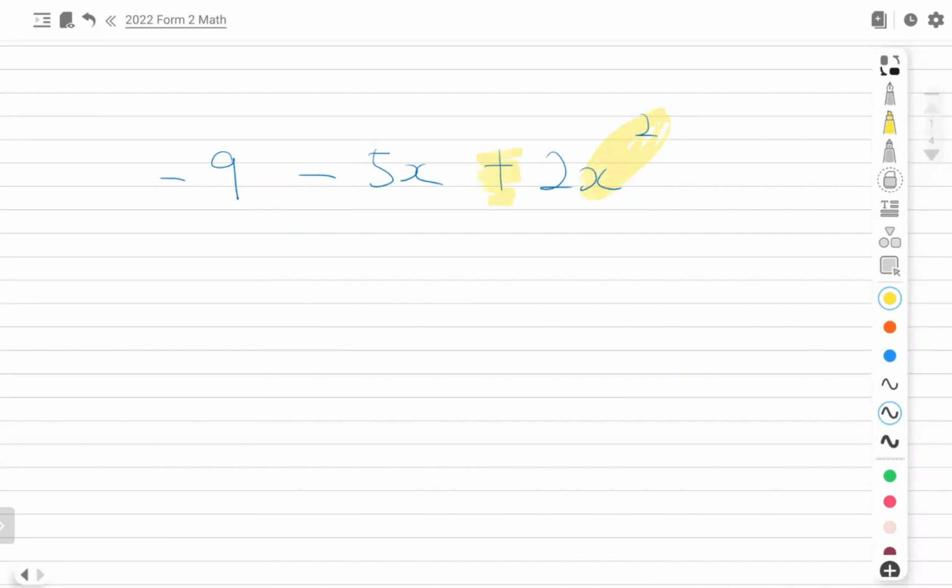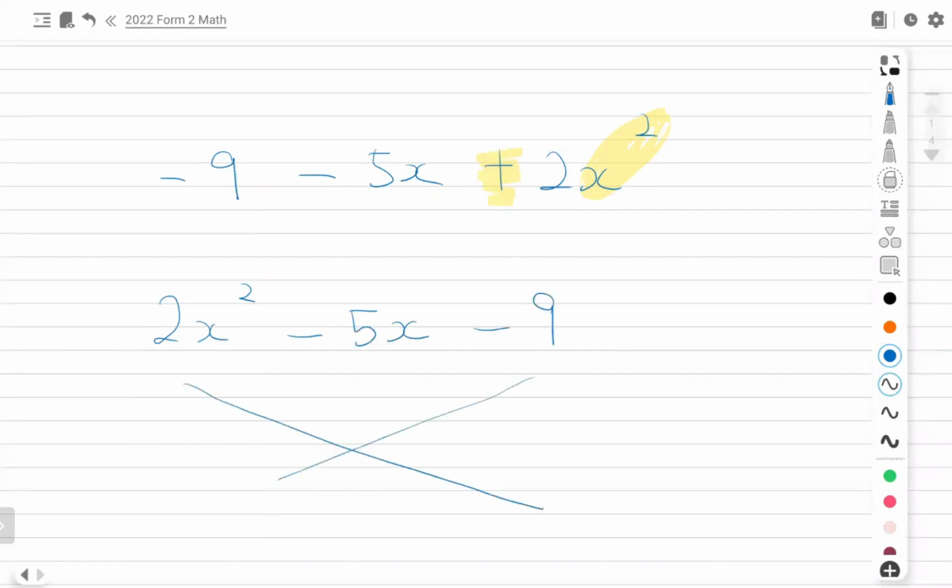You just need to rearrange only. In this case, we just need to rearrange. Bring the x squared to the front, then it becomes positive already, followed by negative 5x minus 9. Then we can do our factorization. Do you get the idea?